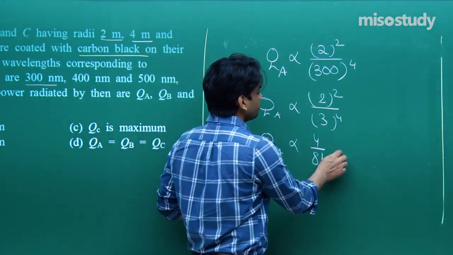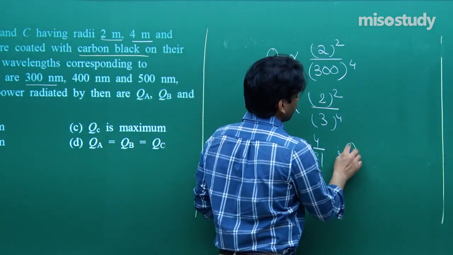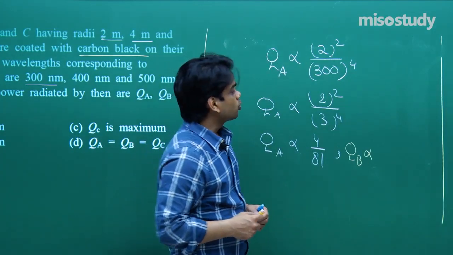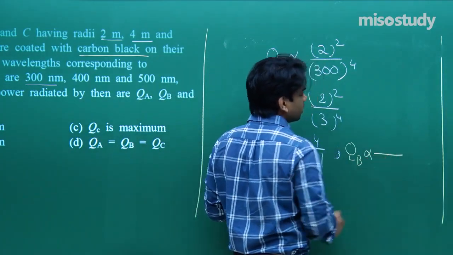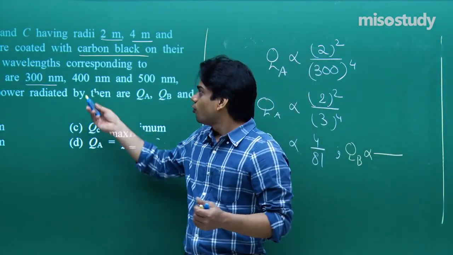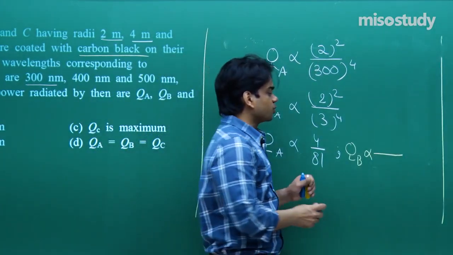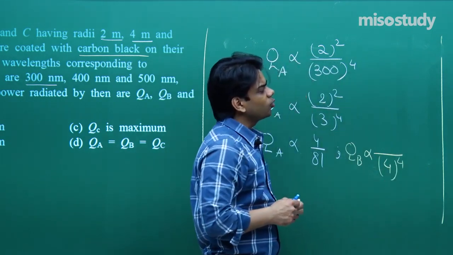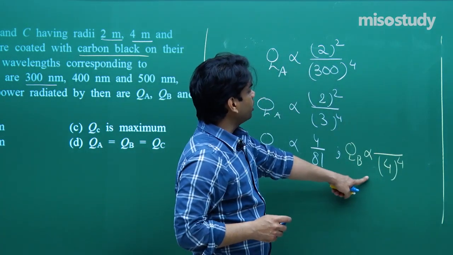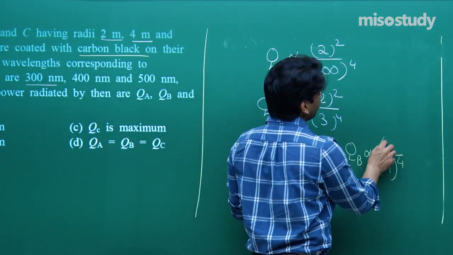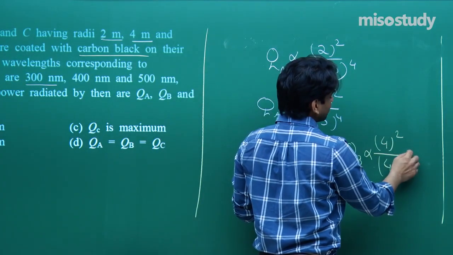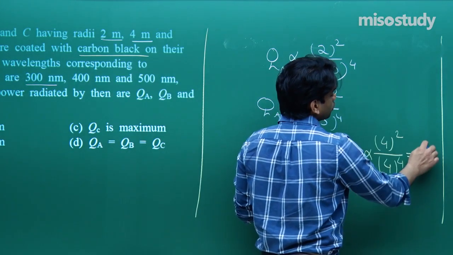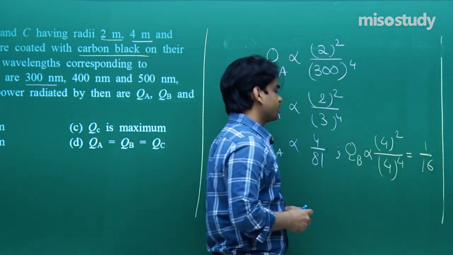Similarly for QB, that will be proportional to, again, radius of B whole square divided by lambda for maximum intensity, that is given as 400, so 4 to the power 4 we can use. For the radius of B whole square, that is 4, so 4 whole square. So you will be getting 4 whole square by 4 to the power 4, that will be 4 to the power 2, so 1 by 16 you will be left with.